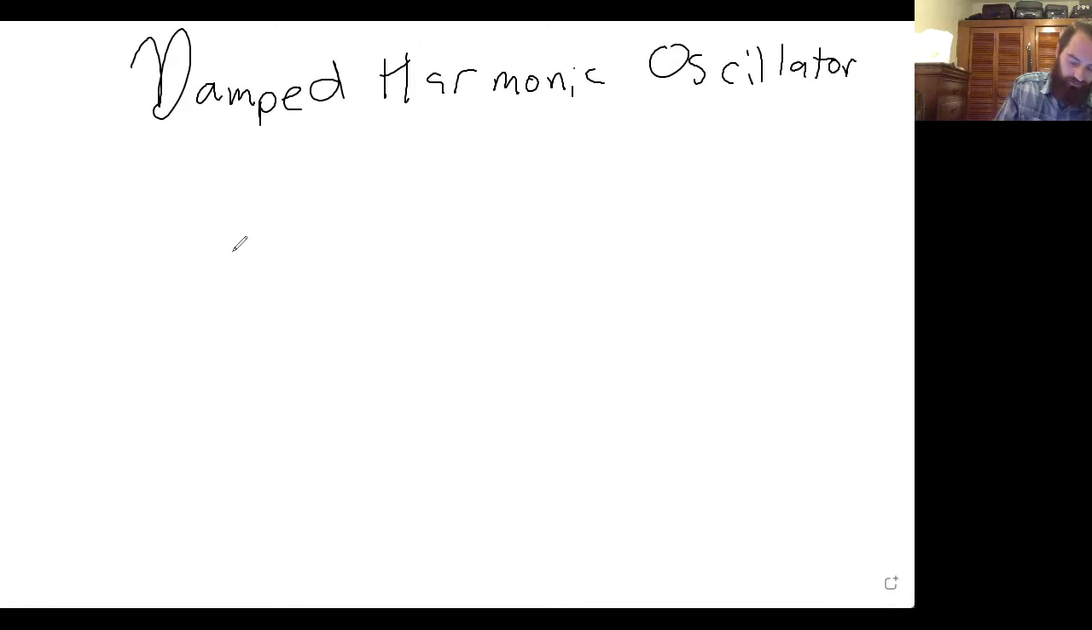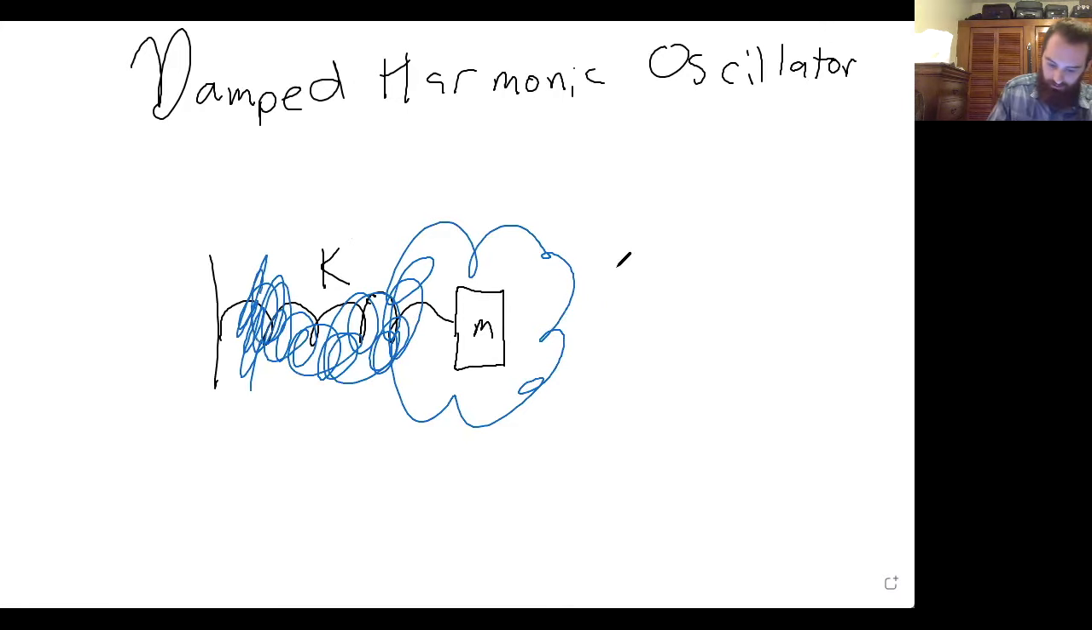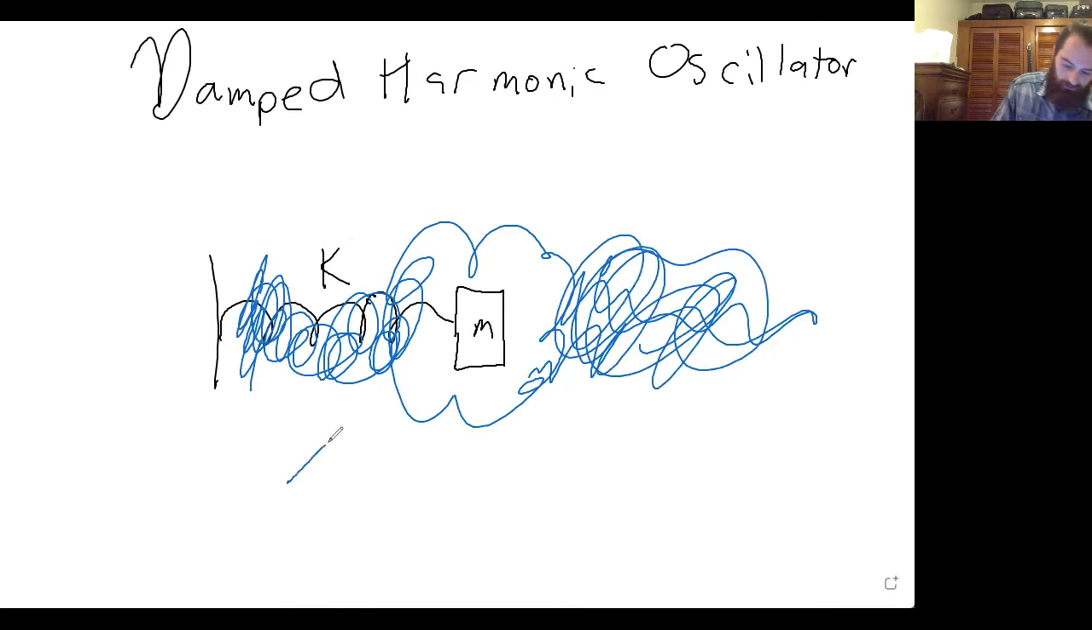And so for example, this could be a spring, mass M, and spring constant K. But maybe the spring is underwater. And so there's going to be some force acting on the mass besides the spring that's going to dampen that motion.